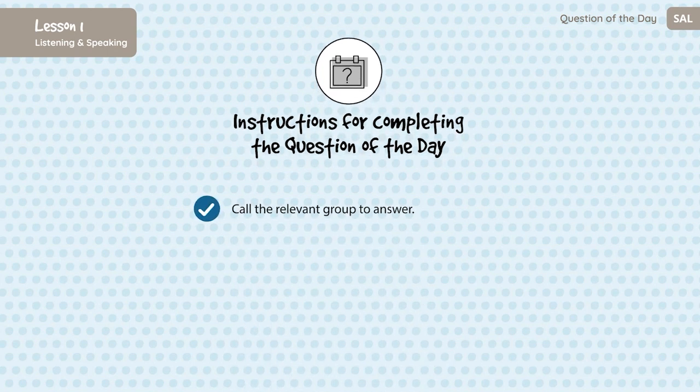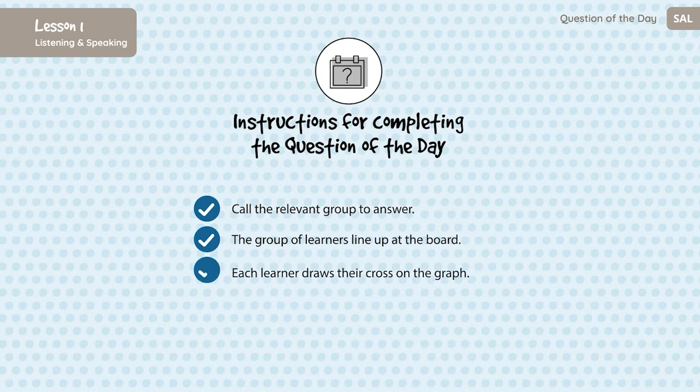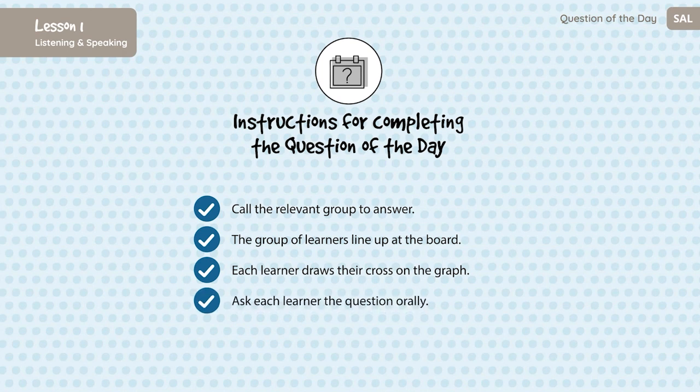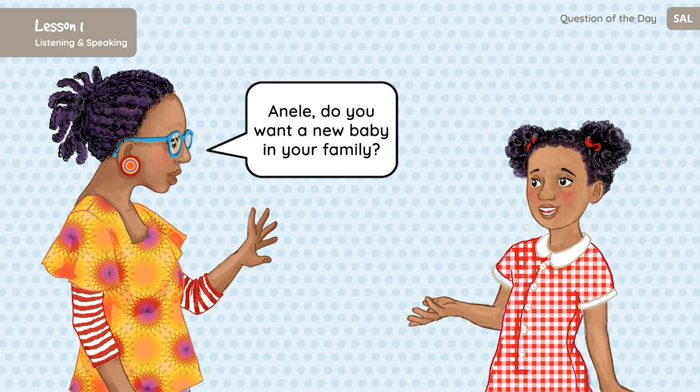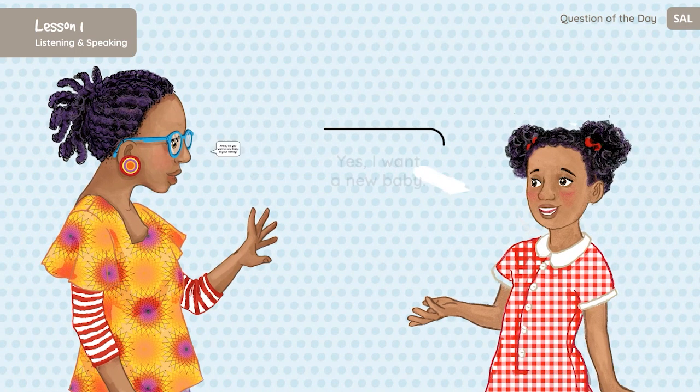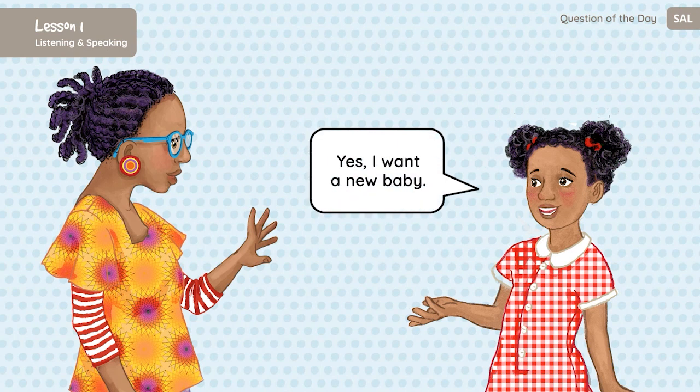Next, call the relevant group to answer. The group of learners line up at the board. Each learner draws their cross on the graph. Then, ask each learner the question orally. Listen to each learner answer orally. Anele, do you want a new baby in your family? Yes, I want a new baby.